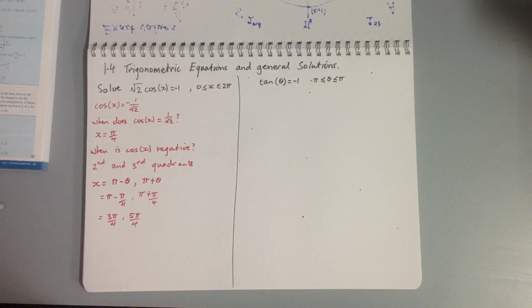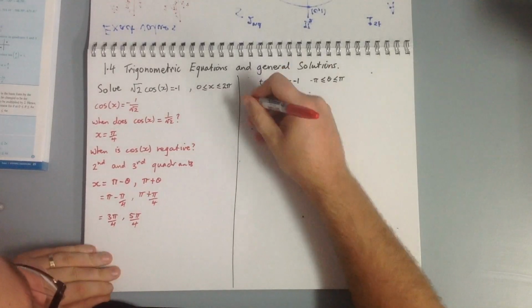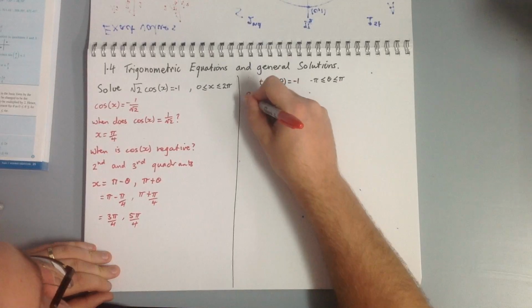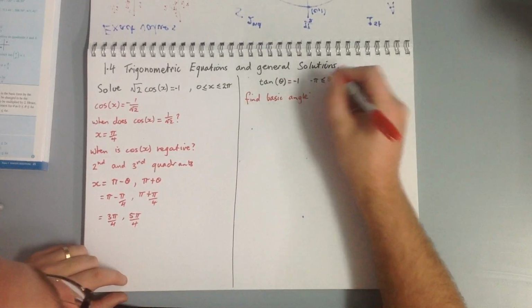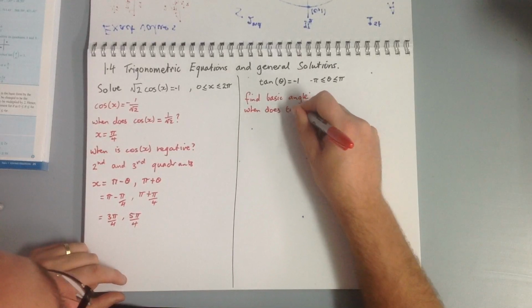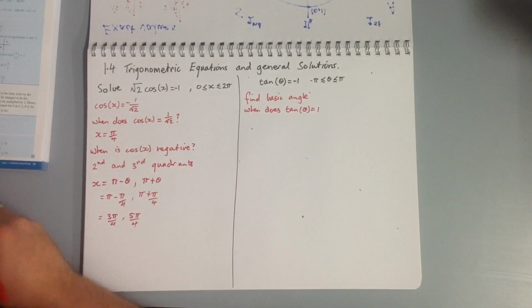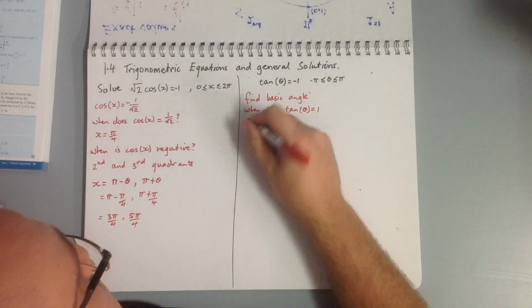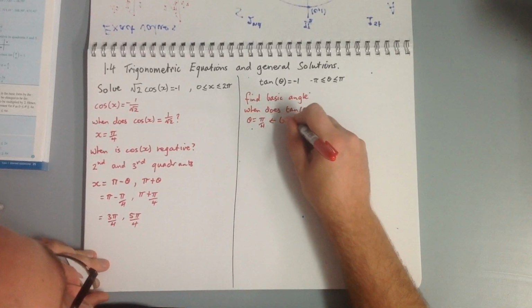Let's look at our next worked example, which is tan of theta equal to -1. Again, we've got to find our basic or reference angle. So when does tan of theta equal 1? Ignore the negative, we don't care about the negative at all. We find that it equals 1 when theta equals pi on 4. So again, that's our basic angle.